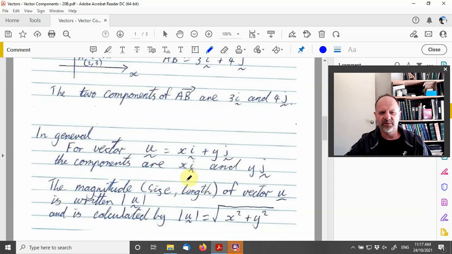The size or the length of vector u is written with these two vertical lines, the magnitude or absolute value. What it means is we just want to know how big it is. It doesn't matter whether it's positive or negative, we just need to know how big. It's calculated as the magnitude of u equals the square root of x squared plus y squared, and that, of course, is derived from our old friend Pythagoras.